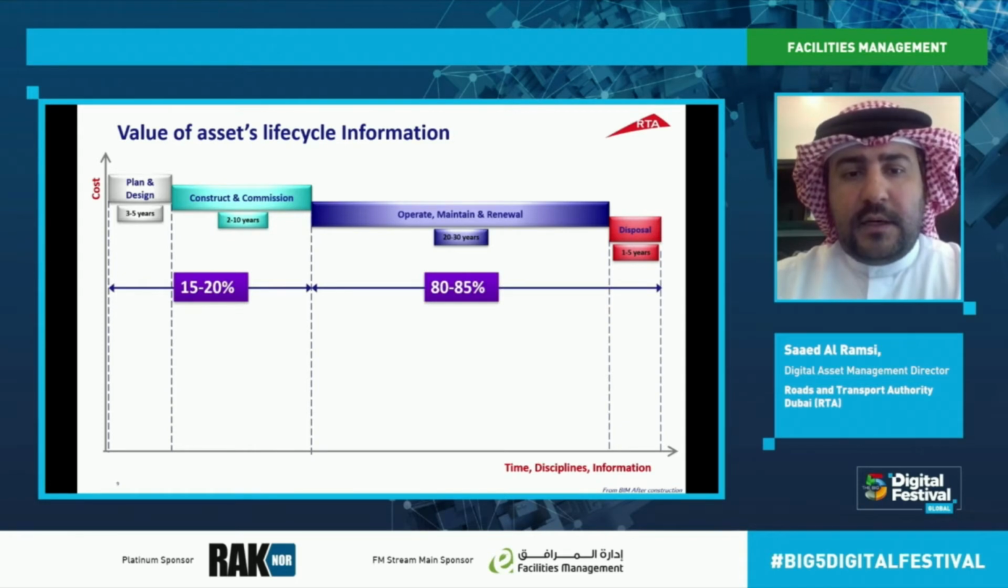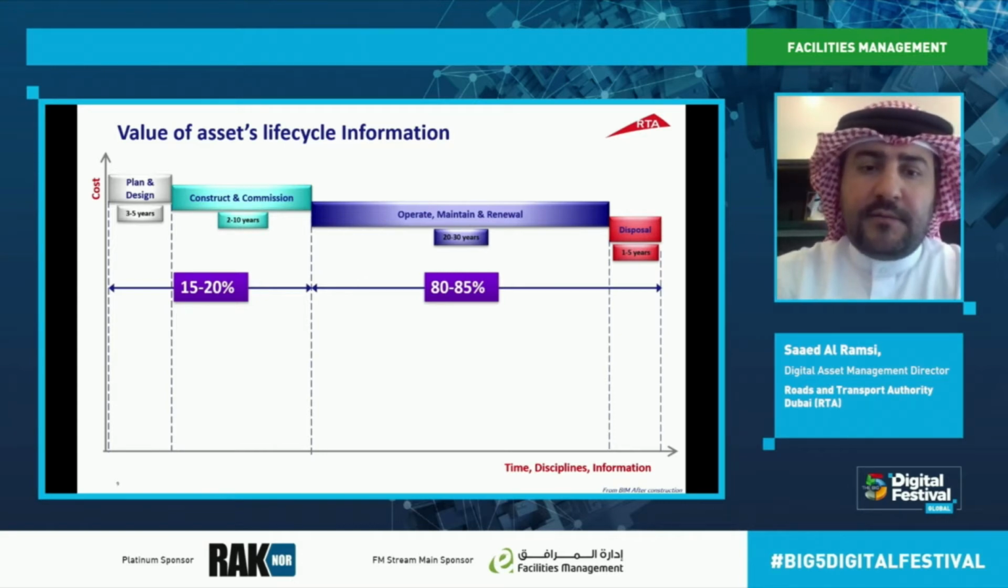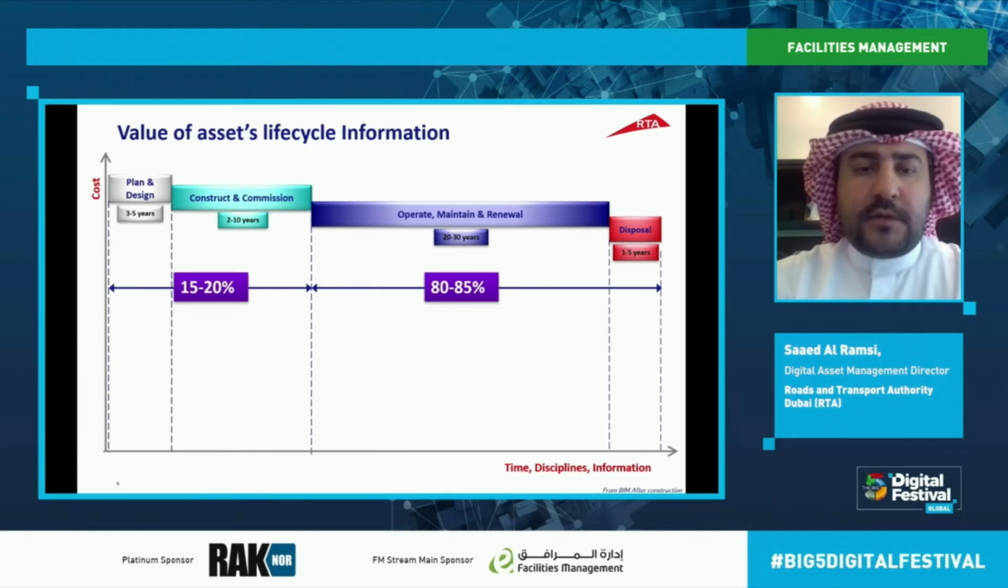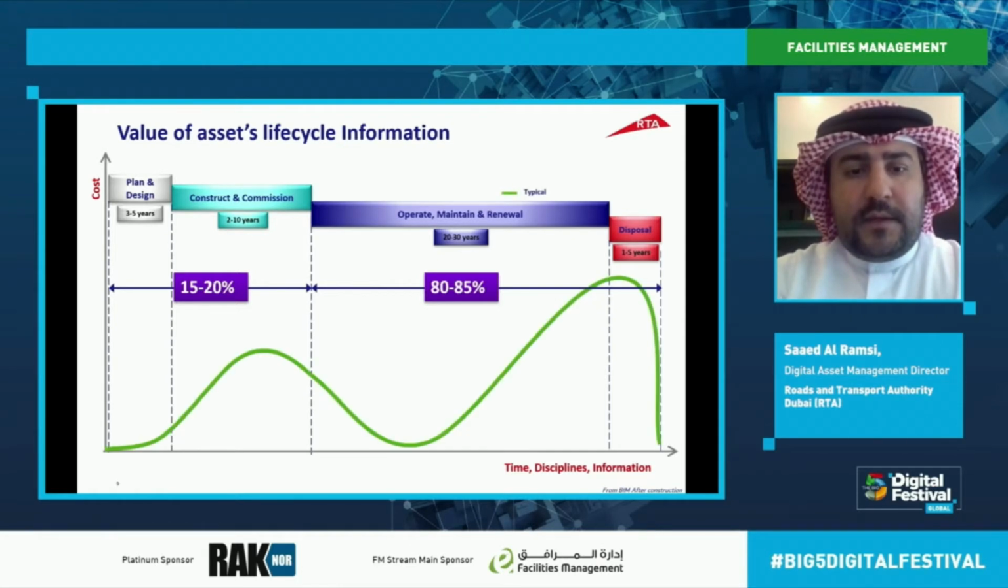In the beginning, now, where do you get the information of assets? Most of the information you get during the operation and maintenance. In the beginning, you are getting 15 to 20% of the information of those assets. During operation and maintenance, you are getting the rest of the information. So this information is crucial for us to record properly and follow. What this curve is showing is the typical cost that needs to be spent to get this information.